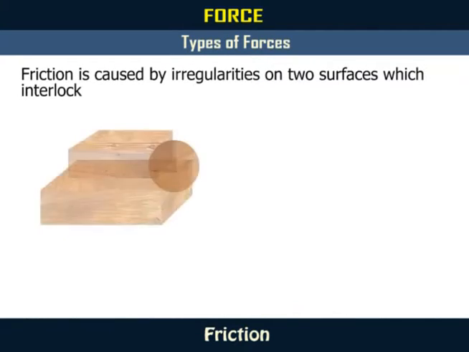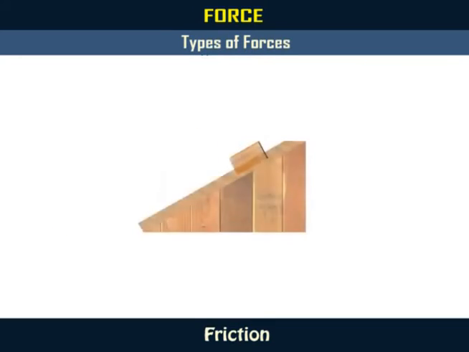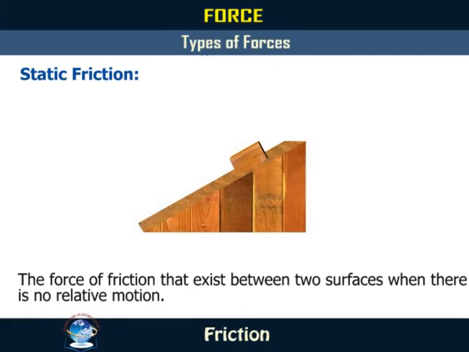Friction occurs due to irregularities on the surfaces of the two objects, which causes a kind of interlock. Consider this wooden block lying on top of another. Although the plane is inclined, the small block doesn't slide over. And that is because the force of friction opposes any attempt to move. The force of friction that exists between two surfaces in contact when there is no relative motion is called static friction.